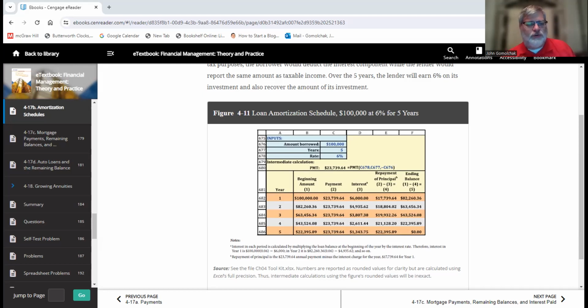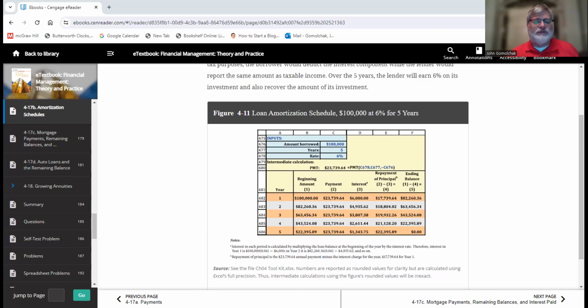Line 2 for year 2 begins with that number. $82,260 is our beginning principal balance for year 2. We have our same payment of $23,739. The interest changes. See, it goes from $6,000 to $4,935 because now we're only charging interest on the $82,000, not on the $100,000. That makes our principal payment go up. If our interest payment continues to shrink and our payment itself doesn't change, that means as interest goes down, the amount of the payment that becomes principal payment goes up.